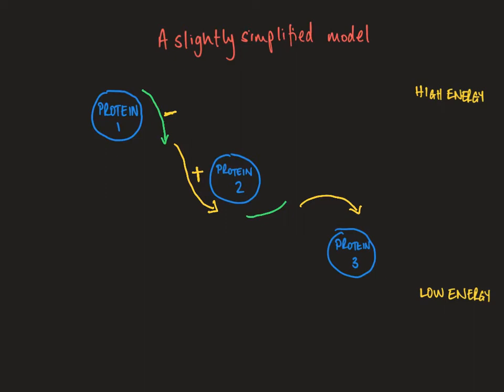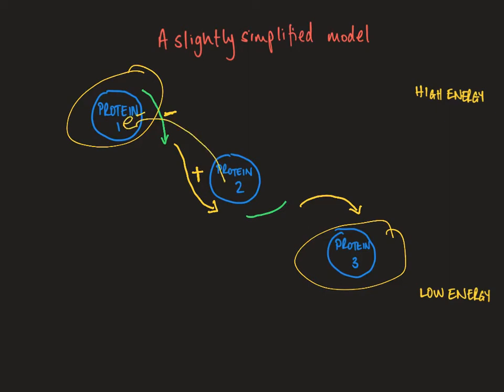Now, as this happens, we're moving from a high energy protein 1 to a low energy protein 3. So basically, as the electrons or the protons are being passed from protein 1 to protein 2 to protein 3, they're losing energy. A little bit like if you bounced a ball down the stairs, as the ball goes down the stairs, it is actually losing a little bit of energy.